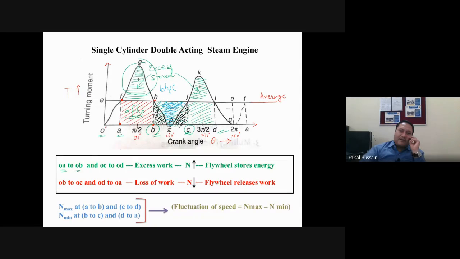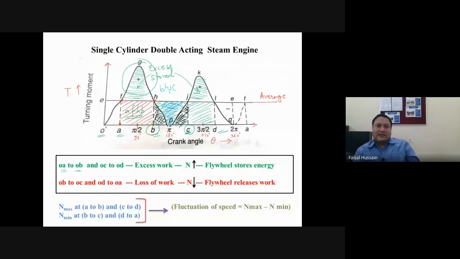So यहाँ पर रिक्वायरमेंट पूरी नहीं हो रही है तो लॉस ऑफ वर्क है, स्पीड कम हो रही है तो फ्लाईव्हील विल रिलीज वर्क. अगर लोड बढ़ रहा है इंजन में तो स्पीड कम हो जाएगी, अगर स्पीड कम हो रही है तो फ्लाईव्हील रिलीज करेगा एनर्जी. सो दिस इज द बेसिक कॉन्सेप्ट.